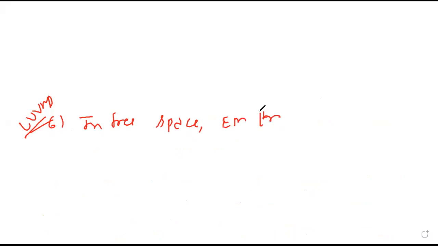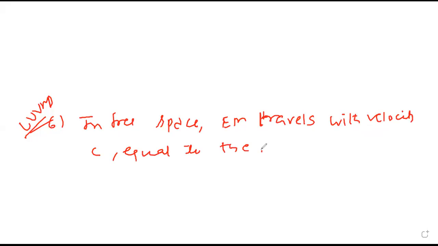Sixth. Very important point. In free space, electromagnetic wave travels with velocity c, equal to the velocity of light in free space. That means it travels with the speed of light.